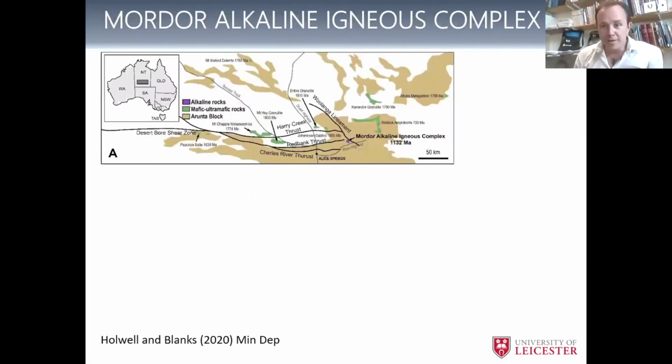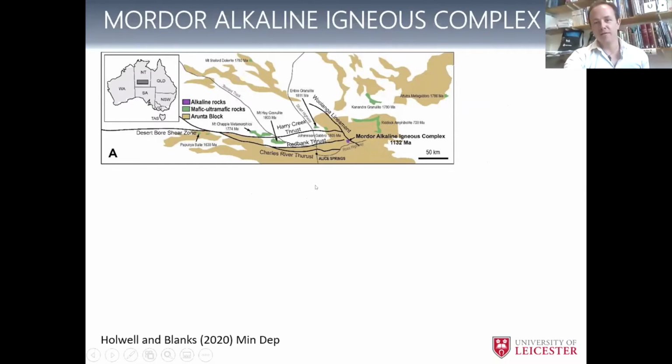Okay, let's go to another example here, and those of you who've tuned in hoping for a Lord of the Rings reference, it's coming. So this is probably our biggest example of one of these alkaline complexes. It's called Mordor. It's right in the centre of Australia, right in Middle Earth there, about 50 kilometres east of Alice Springs.